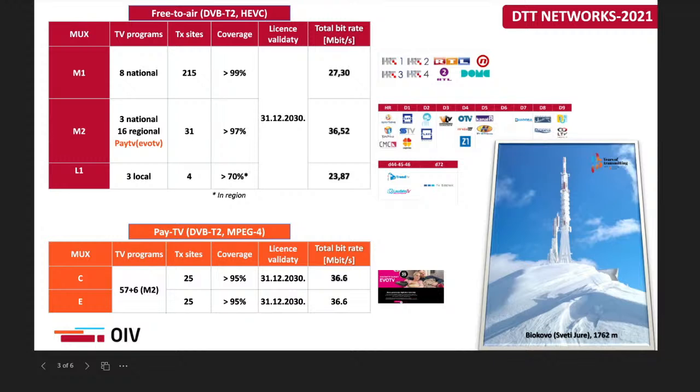And L1 MUX is actually 2 local MUXes for the towns Šibenik and Zagreb, and the areas around them. The license validity is until the end of 2030. Also, we have 2 pay TV MUXes, MUX C and E, which consist of 25 transmission sites and achieved coverage of more than 95%. License validity is also until the end of 2030.